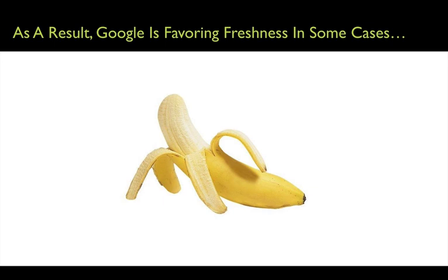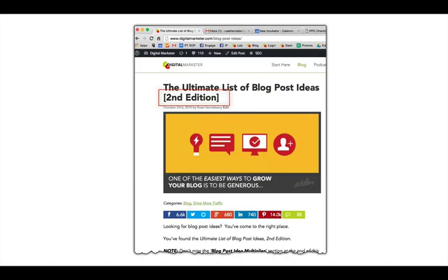And what we're finding is that they're starting to favor freshness in more and more cases as the internet continues to age, as blog posts begin to become very outdated. And this is what we're doing about that. Take a look at this blog post here, digitalmarketer.com/blog post ideas. We've been using this post as an example throughout this course, and you can see that this is a second edition.